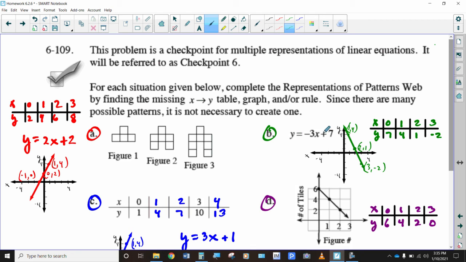For B, the rule says the y-intercept is at 7, and then the growth rate means it goes down 3, 1 to the right, down 3, 1 to the right, down 3, 1 to the right. And then the y-intercept is at 7, and it's going to decrease by 3 as x increases.